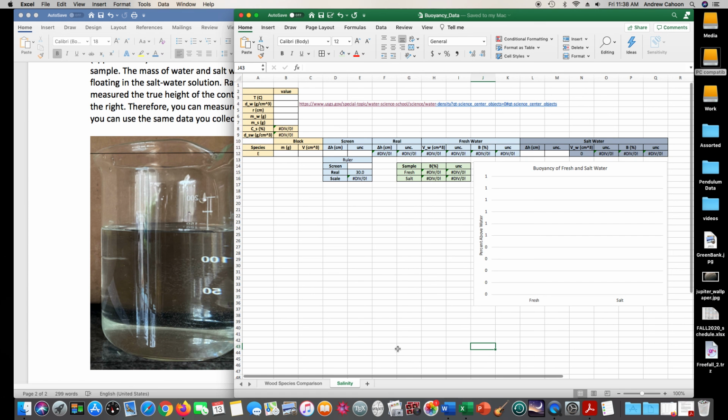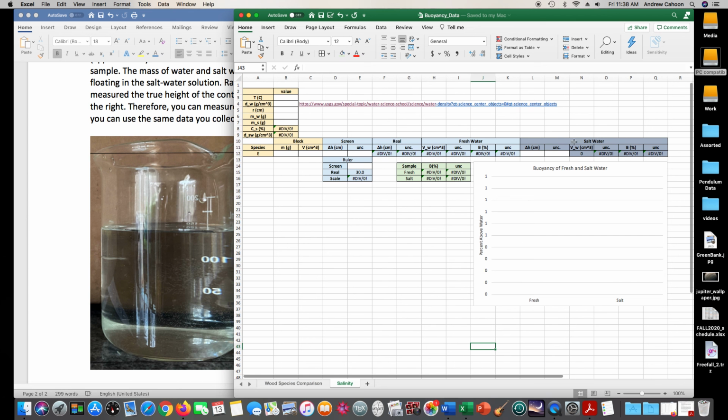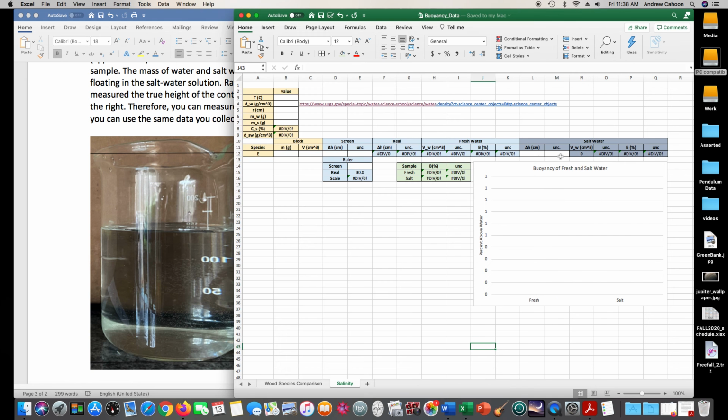On the spreadsheet for the salinity experiment, you're putting in the mass of the block, volume of the block, and then the freshwater data. All of this data is the same as row E over here: mass, volume of the block, and then your screen measurements from the first part. And then over here you enter the new data for the saltwater solution: the change in height in this image and your uncertainty in that height.